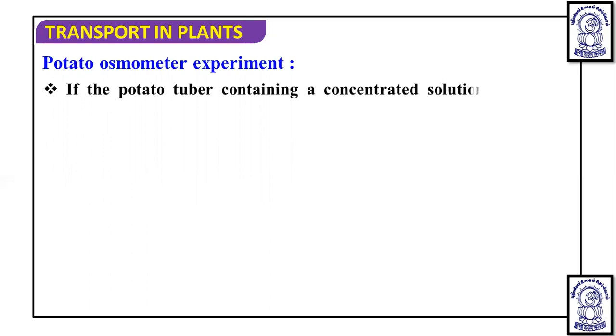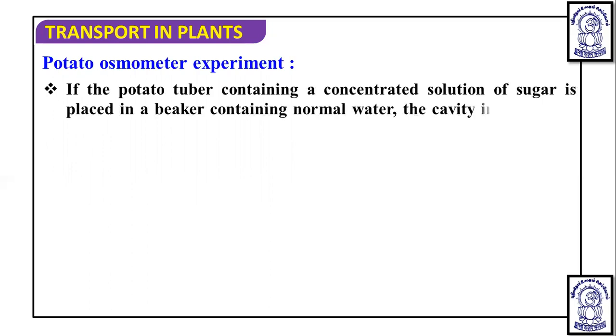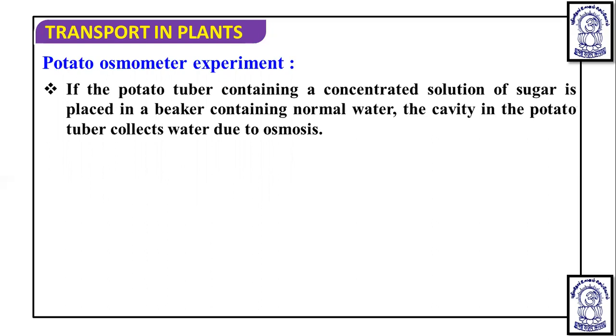Now, in osmosis, molecules, that is water molecules, move from higher concentration to lower concentration. To explain how osmosis takes place, we will discuss two experiments: the potato osmometer and the thistle funnel experiment. In the potato osmometer experiment, a potato tuber containing a concentrated sugar solution is placed in a beaker. We cut the potato tuber properly to make a cavity holding the sugar solution and place it in a beaker containing normal water. The cavity collects water from the surrounding beaker due to osmosis.